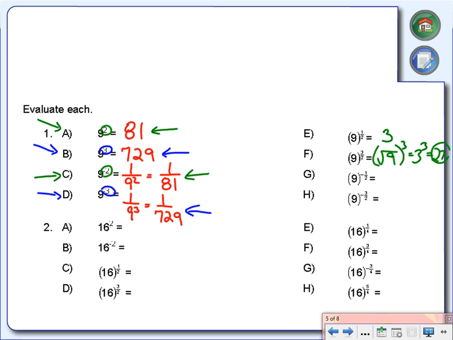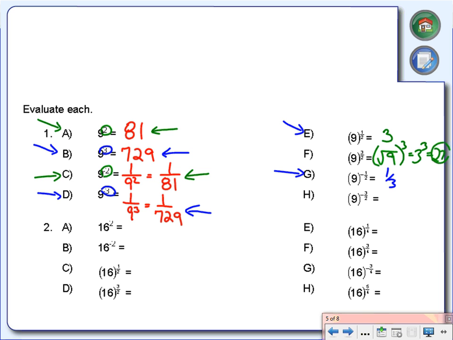Now, everybody look here. We're going to see if we can save ourselves some work. Look at E and G. What's the only difference between E and G? The negative. And what is that negative doing? Reciprocal. So, if we know E is 3, then we know G should be the reciprocal of that 3. And what's the reciprocal of 3? 1/3, 1 over 3. So save yourself some work here, guys.